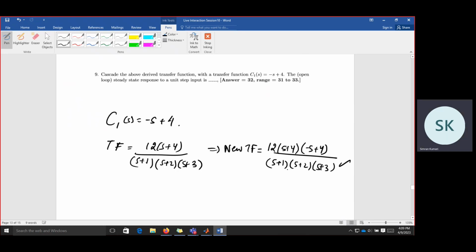(s plus 4)... over (s plus 1)(s plus 2)(s plus 3). The earlier system is stable because all poles and the zero are in the left half plane. Now it has 1 zero which is in the right half plane, and both poles are in left half plane. So this is kind of a non-minimum phase system. Now we have to find the steady state response to unit step. I'll simply apply this one.